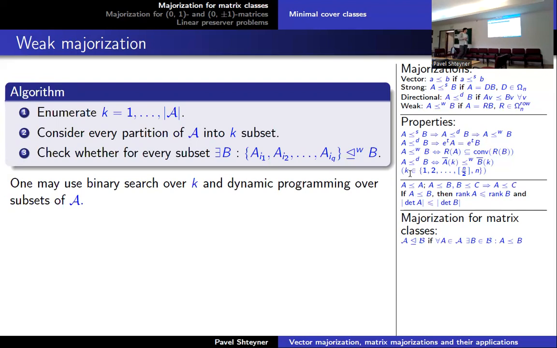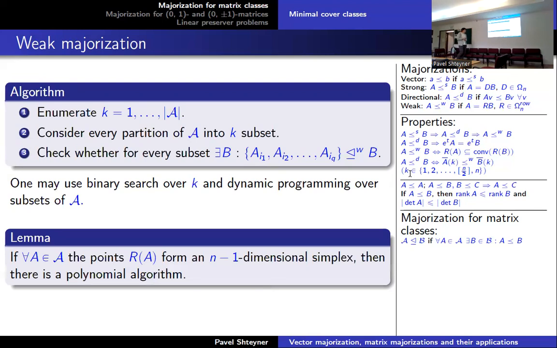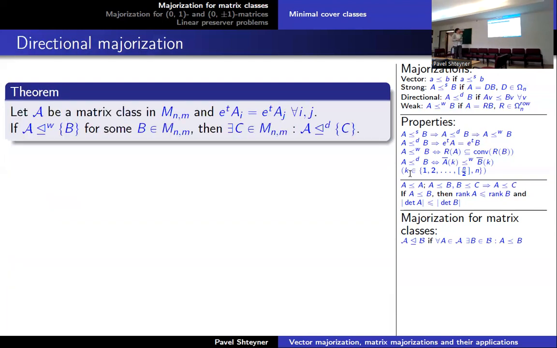Finding this matrix is basically obviously there's an algorithm that is far from optimal, but we were interested in a solution. You can use binary search of A, you can use dynamic programming on the subset of A to optimize it. Also, if for every matrix the rows of A form an N minus one dimensional simplex, then there is a polynomial algorithm because by a matrix, you determine exactly the prime space. You need to cover these details.